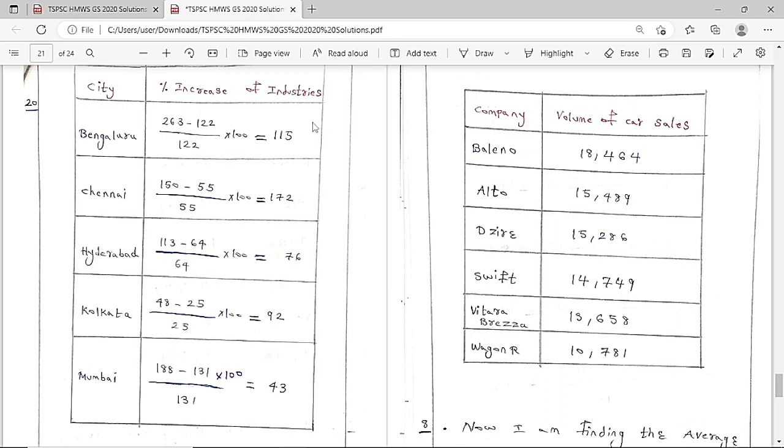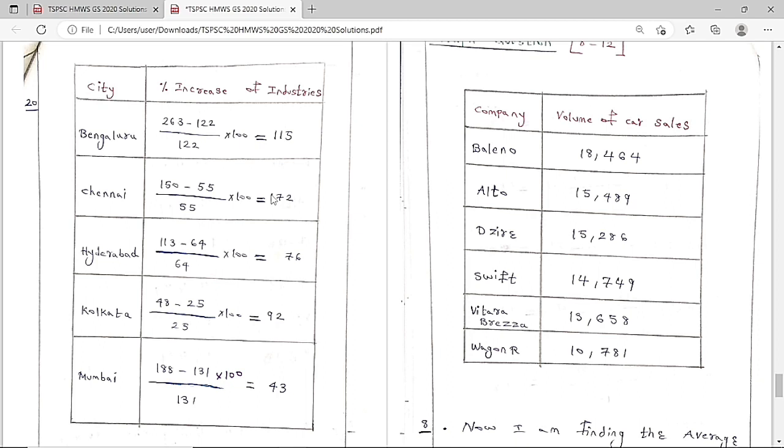So you can see clearly, this is 115 percent increased, here 172 percent increased, here 76 percent increased, here 92 percent increased, here 43 percent increased. So out of this, which has the highest value, which is Chennai. So Chennai has the highest percentage of increase in the software industries. So this is the correct solution of this question. Percentage increase means final value minus initial value by initial value into 100. So 172 is the correct solution of this question.